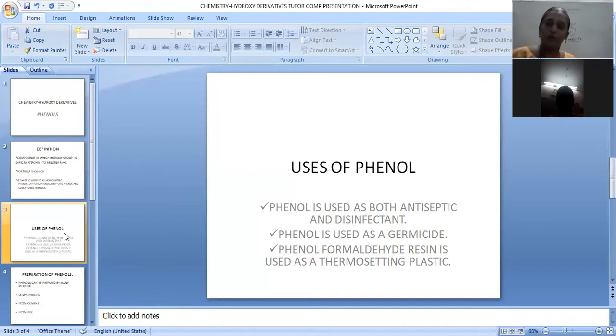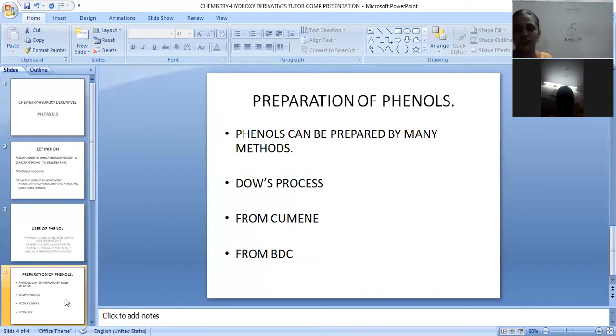So how to prepare phenols? We have many methods for preparing phenols. The first one is the Dow process. The second one is from cumene. From cumene can be called the industrial preparation of phenol. Industrial means it will be profitable. That's the main thing. Other processes can just be done in the lab in small amounts. And the last one is from benzene diazonium chloride. These are the three main methods. Of course, we have some other methods too. In this session, we are going to see these three methods of preparation of phenol.